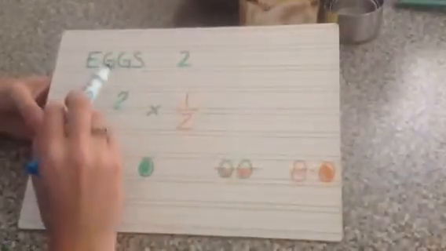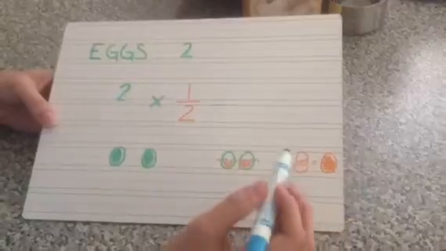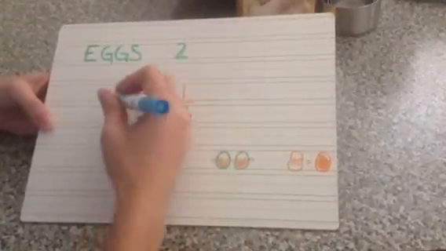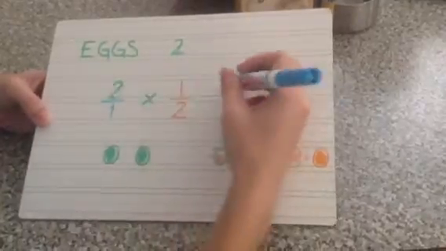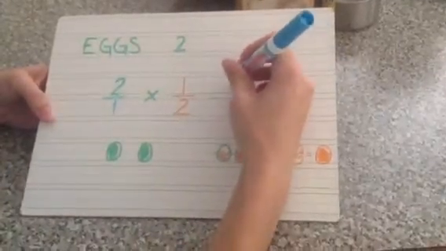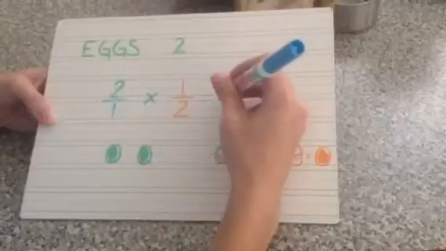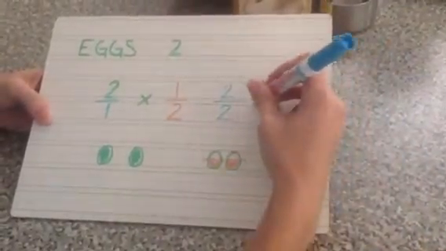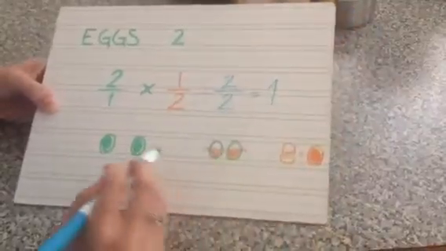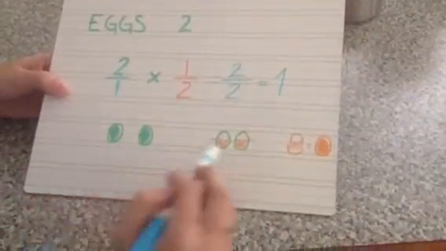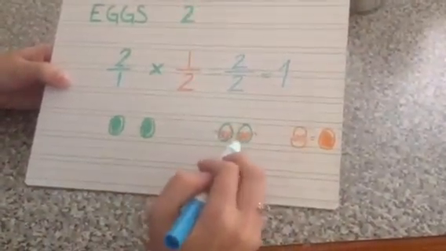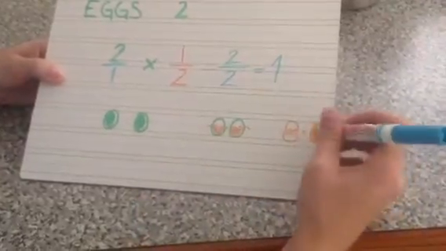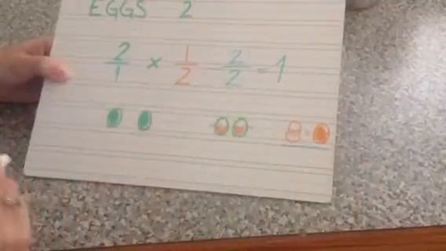Next ingredients are eggs, and we need 2 eggs for this recipe. Since we're cutting it in half, we'll do the same as what we did for the bananas. We'll put 2 over 1. If we multiply it out, we have 2 times 1 is 2, 1 times 2 is 2. So 2 over 2 equals 1. If we look at our picture, we start off with 2 eggs. Each egg is cut in half, and these 2 halves shaded in together make 1 full, beautiful egg.